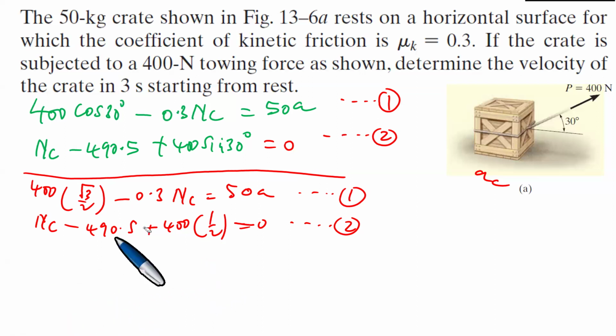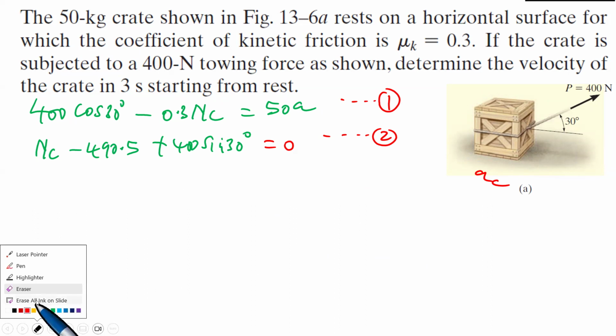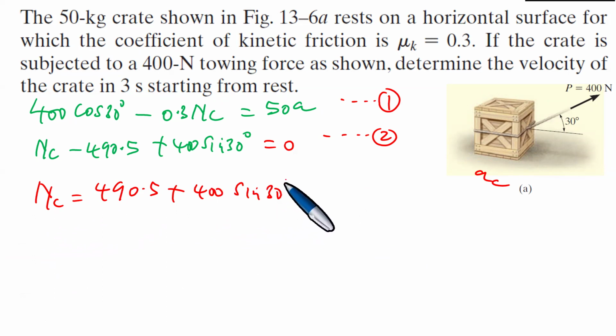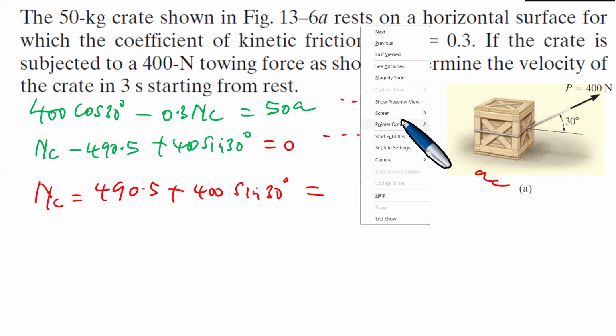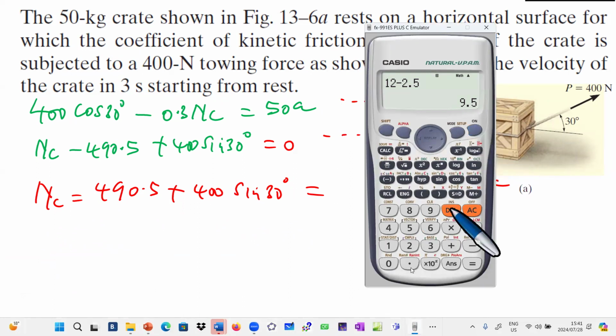We can do this, but it's much easier than we think, because this acceleration is only in the horizontal, so it appears in one equation, and we just need to solve for NC in the second equation. We shall just use a calculator and have 490.5 plus 400 sine 30. If we want to save time, we just punch everything on the calculator. So we have 490.5, we add 400, and then we multiply by the sine of 30, and then you close the bracket.